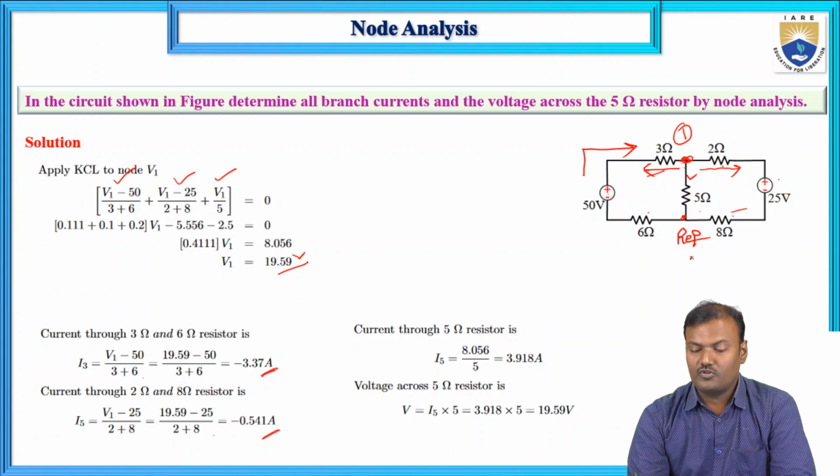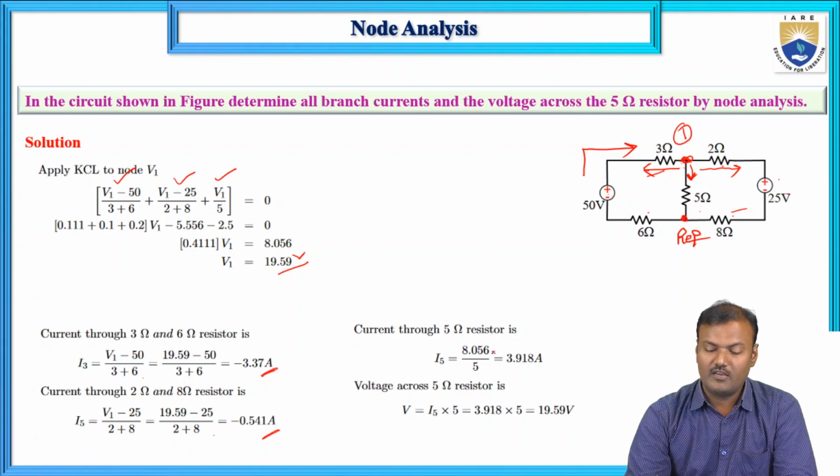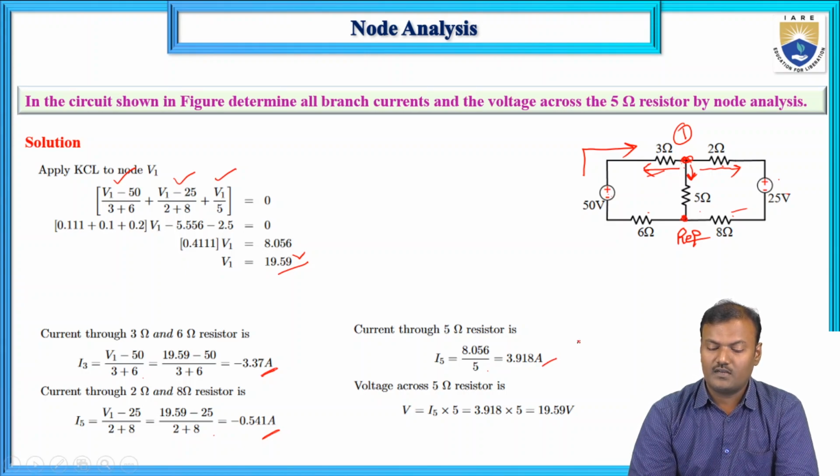And the current flowing through 5 ohms is V1 divided by the reference node voltage, which is always assumed to be 0, at ground potential. So it is 19.59 divided by 5, which is 3.918 amperes. And the voltage across 5 ohms is 3.918 multiplied by 5, which is 19.59 volts.